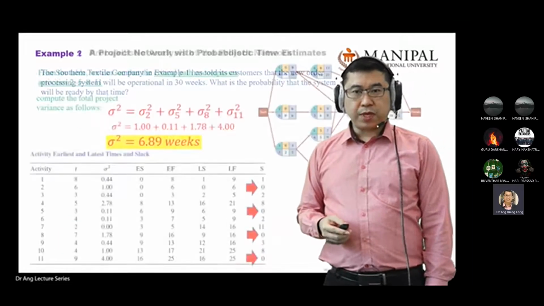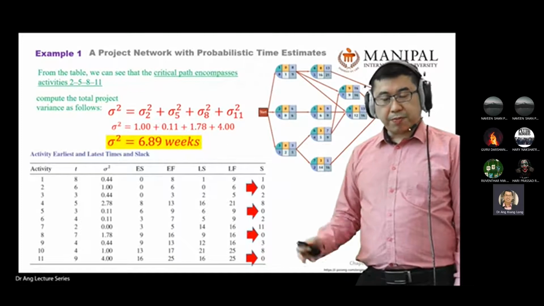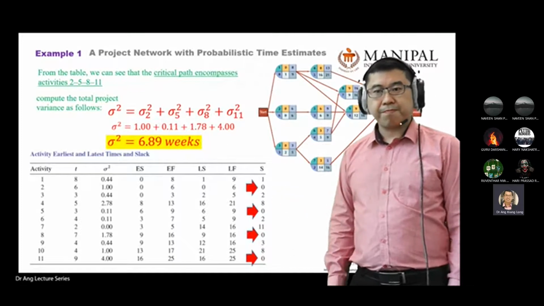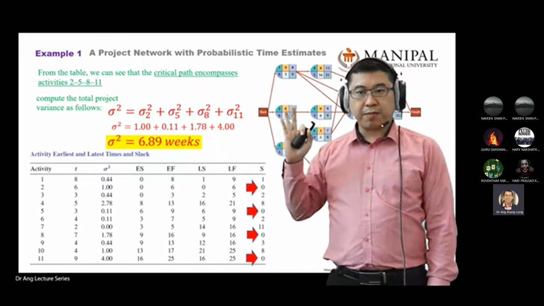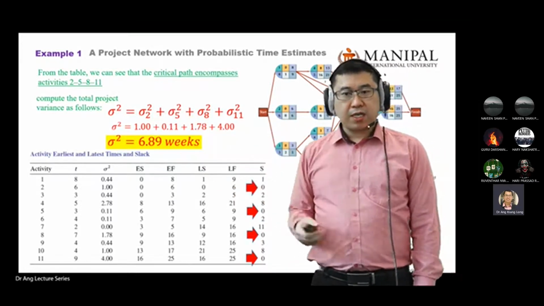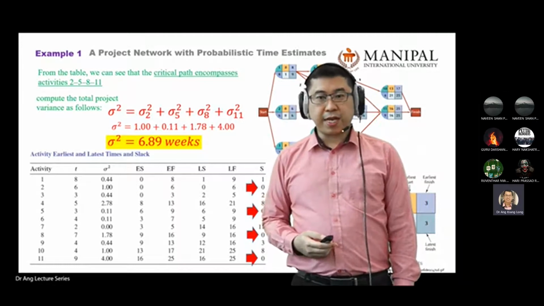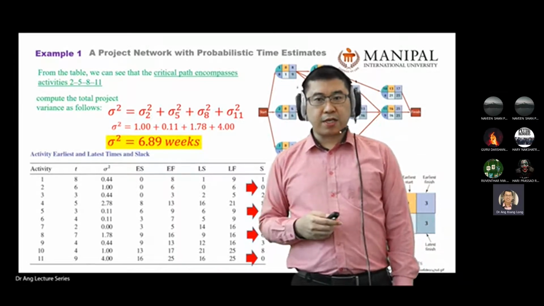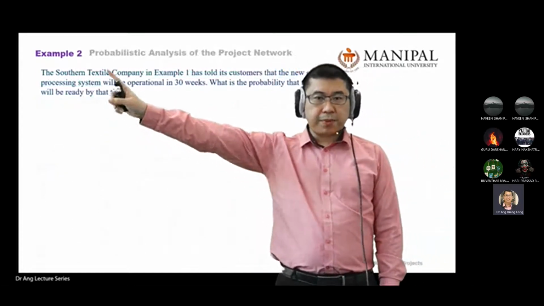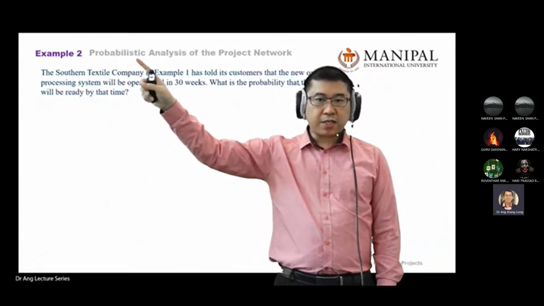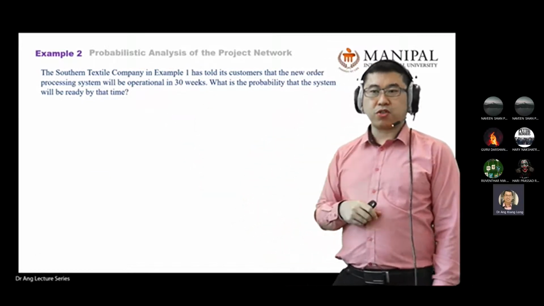Now, previous lecture we stopped here. Next we look at example number 2. We're still using the same example, but we use some additional steps to analyze the data. Example 2 is asking us to do some probability analysis where you need to draw the histogram.